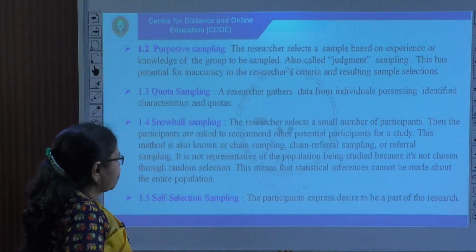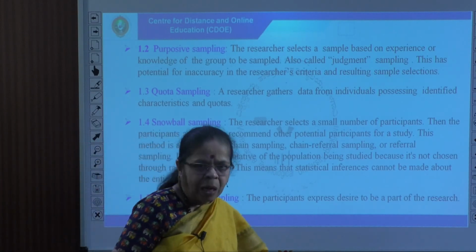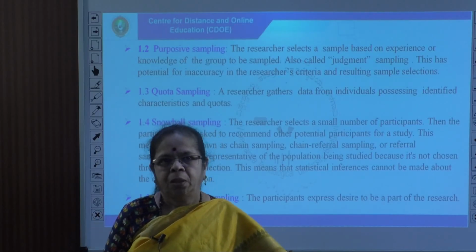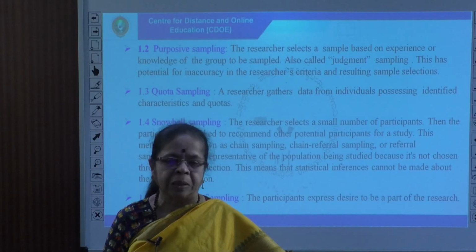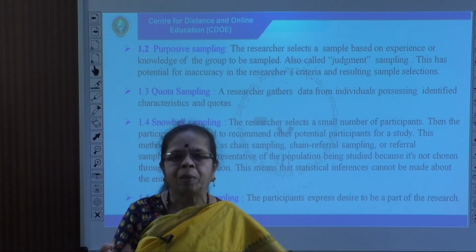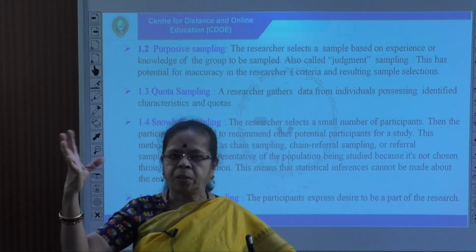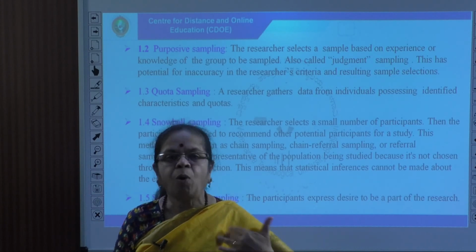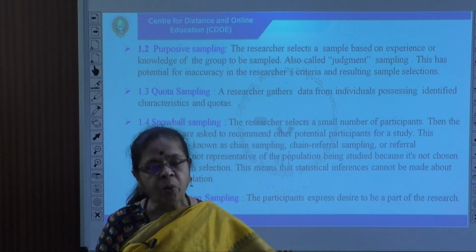Next is very interesting, snowball sampling. Now let us say I want male entrepreneurs. I want to do some study on male entrepreneurs. I don't know anybody. I just know two people. One is my friend's husband who is an entrepreneur, and another is my brother-in-law who is an entrepreneur. I know two people, right? So I select them because I want to study male entrepreneurs. So I select two males I know who are entrepreneurs. Beyond that I don't know.